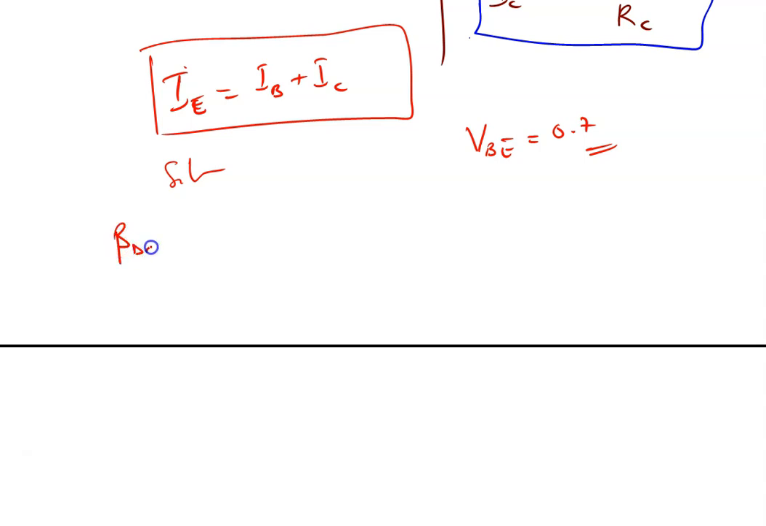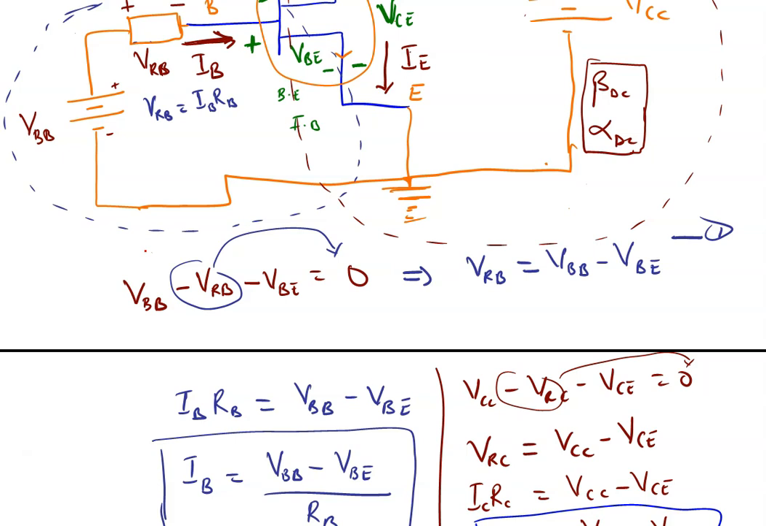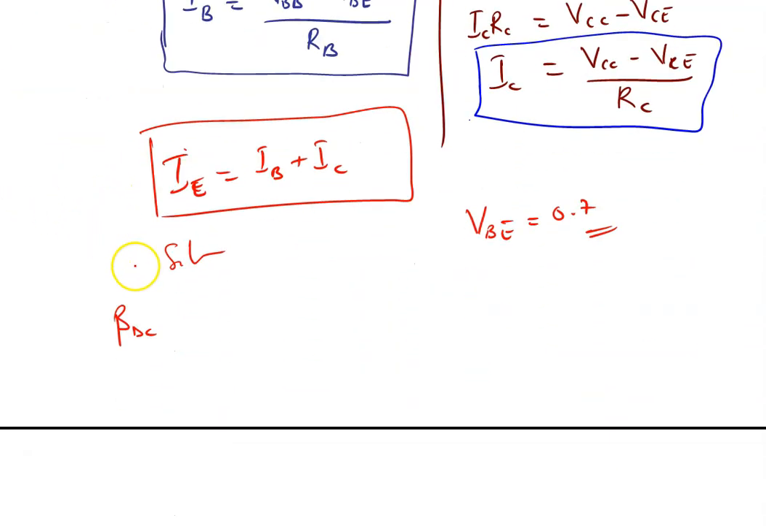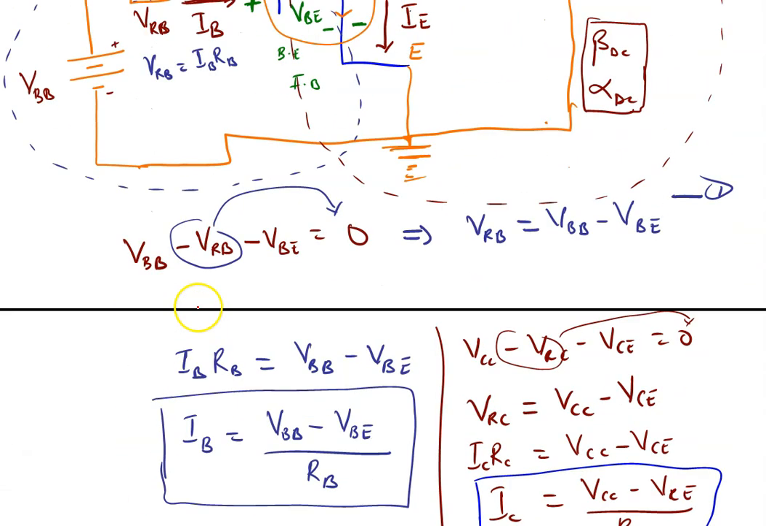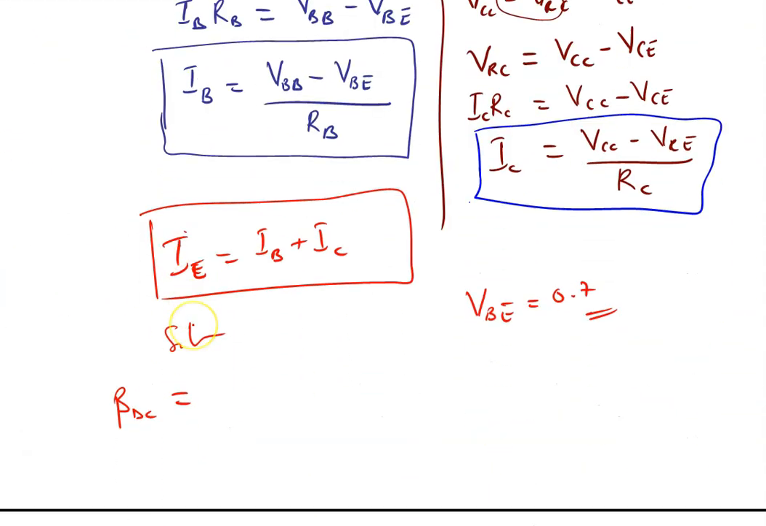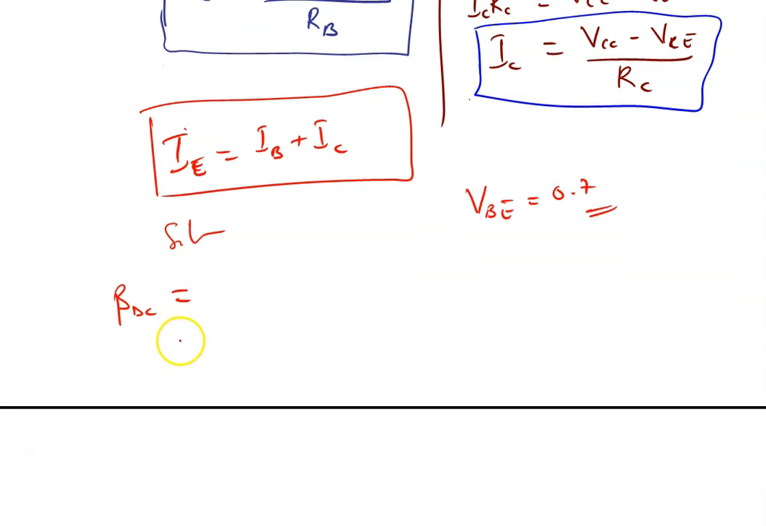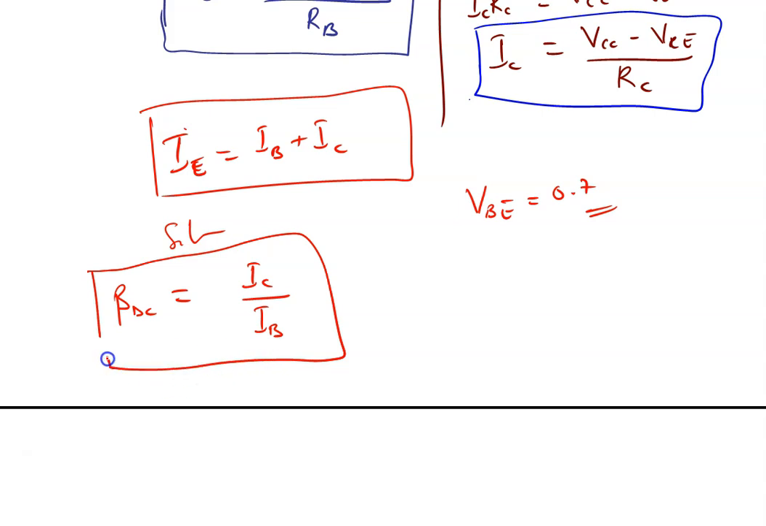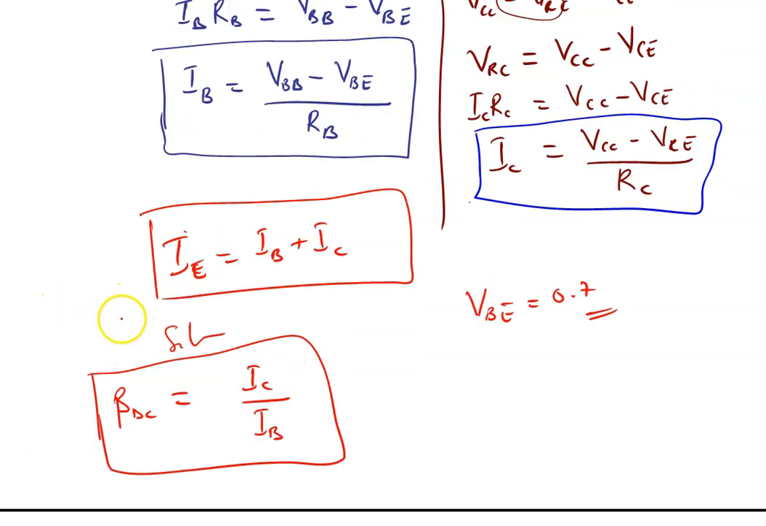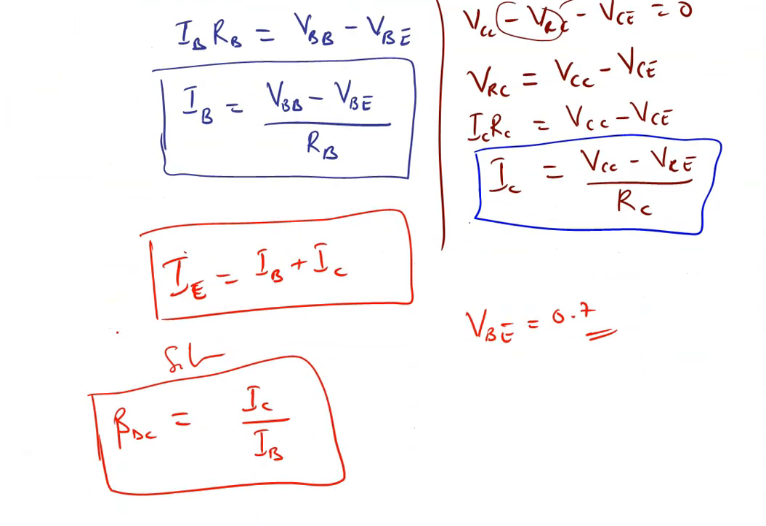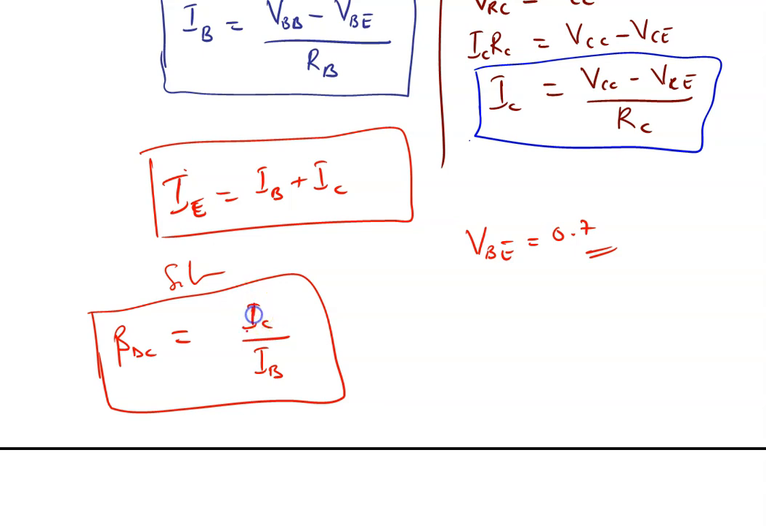Okay, before we proceed, let's talk about the alpha gain and the beta gain, the beta DC and the alpha DC. This is the static current gain between the base and the collector. Are you okay? Yes. So what is the formula for the beta DC? It's just the ratio of the collector current to the base current. So you should take note of it. The beta DC, or the static current gain between the base and the collector, is the ratio of the collector current over the base current.